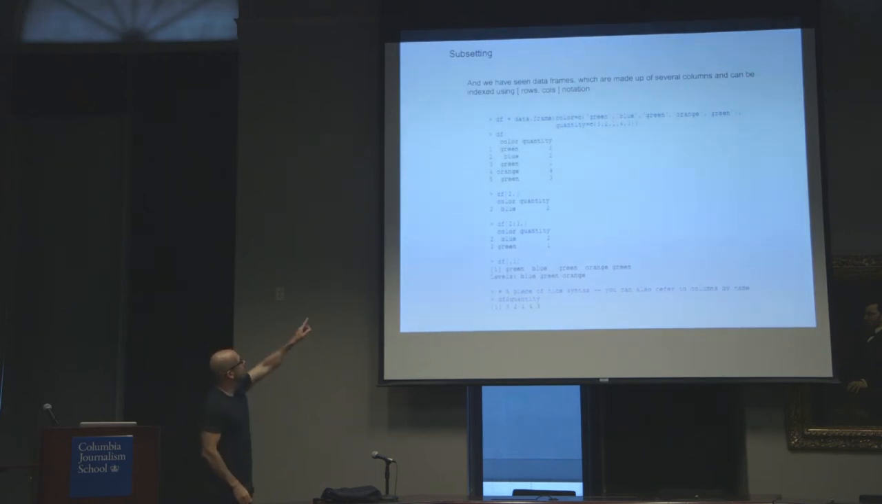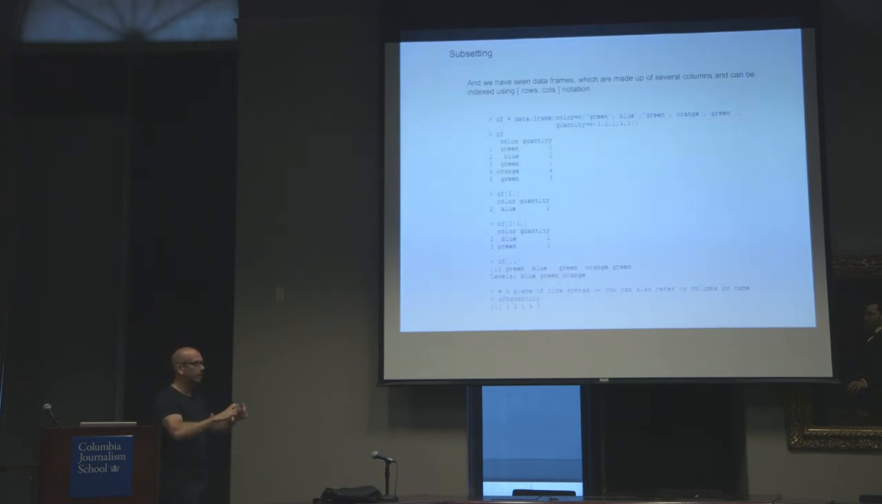We've also seen that you can take those pieces and turn them into a two-dimensional structure. So take the colors, green, blue, green, orange, green, and maybe add to it another variable. In this case, let's say you call it quantity. So we'll create a data frame that has two columns, one called color, one called quantity. The color has just a vector of colors attached to it, and the quantity has just a vector of numbers attached to it.